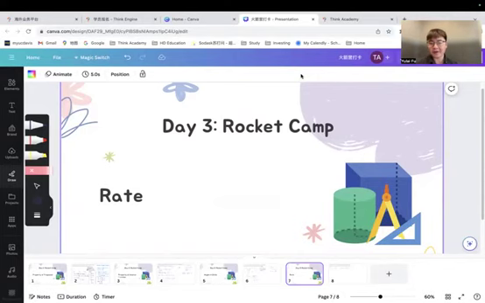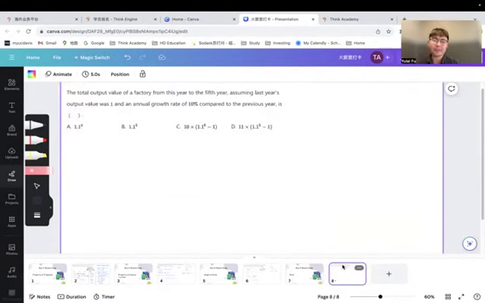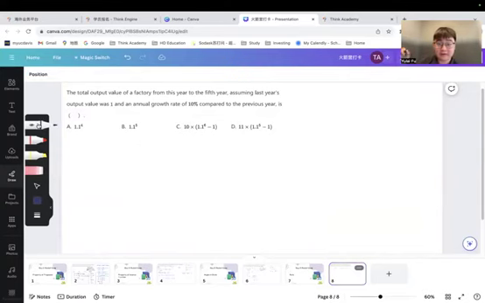So today our topic is rate, and we also have another important formula that we're gonna do with these questions. Okay, so first, let's read the question. We want to figure out the total output value of a factory from this year to the fifth year.